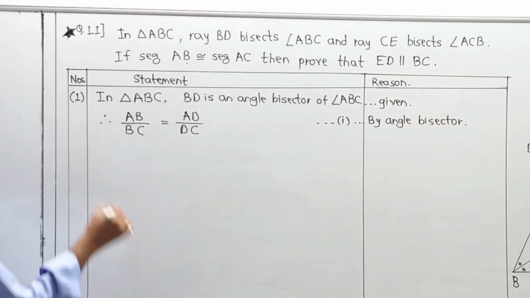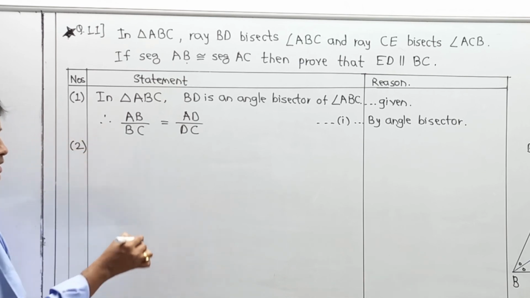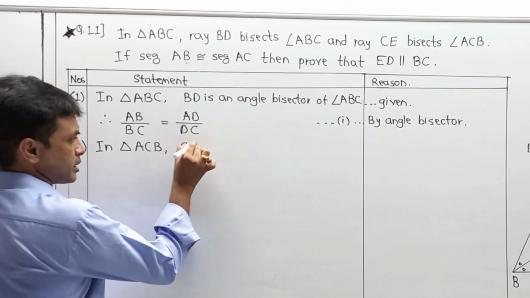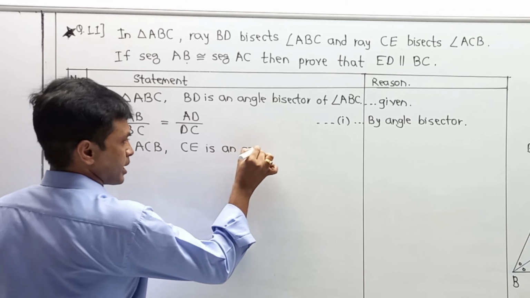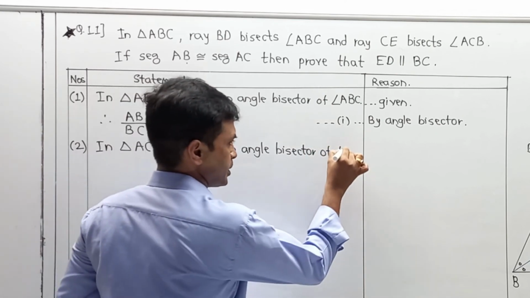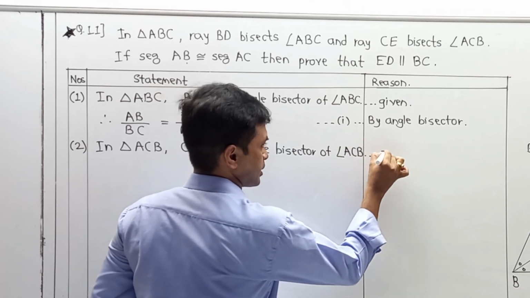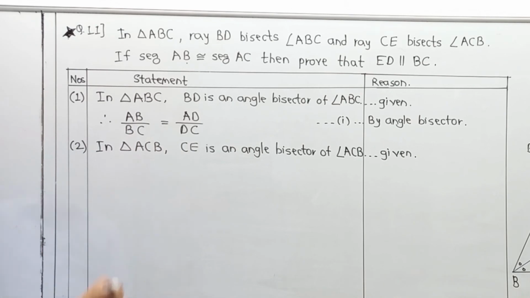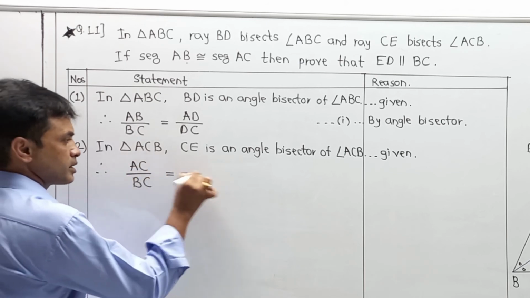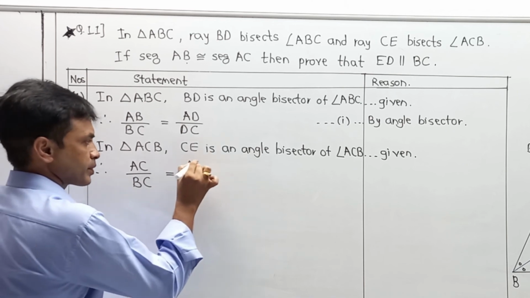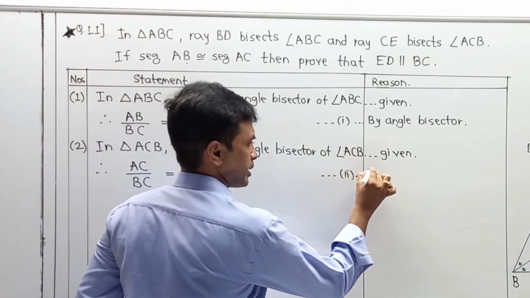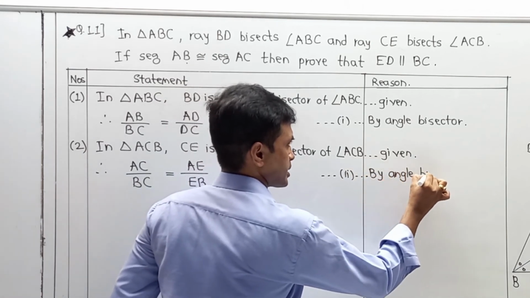Now the second part, for a second triangle. In triangle ACB, ray CE is an angle bisector of angle ACB, given, therefore given. Therefore, AC upon BC is equal to AE upon EB, giving it as equation number 2, and the reason is by angle bisector property.